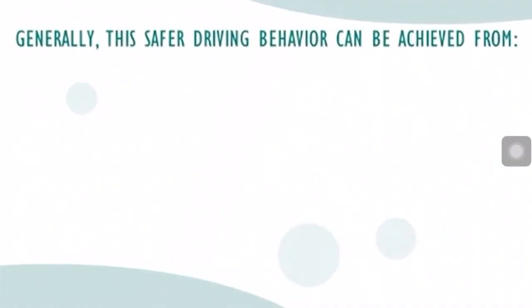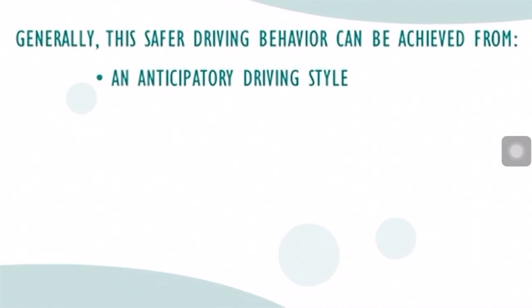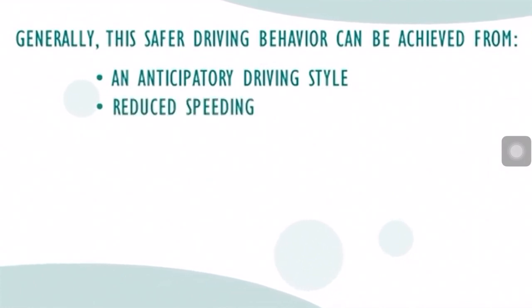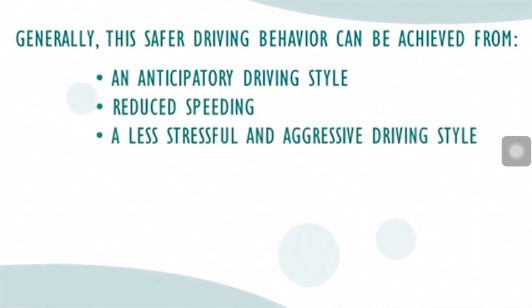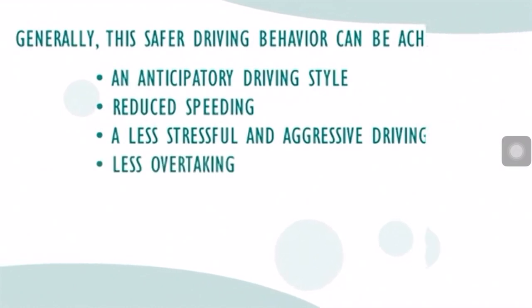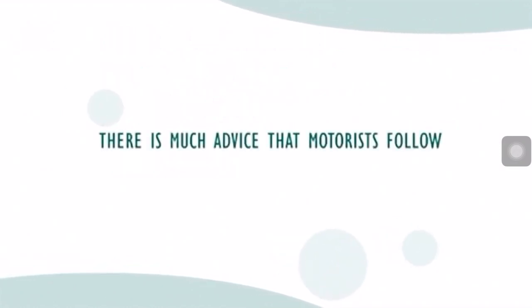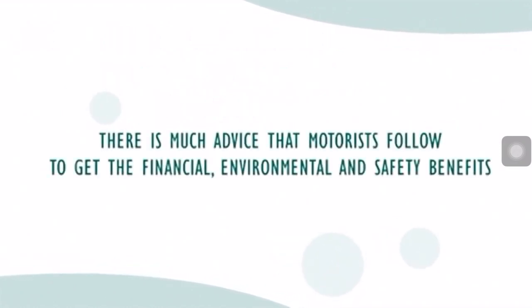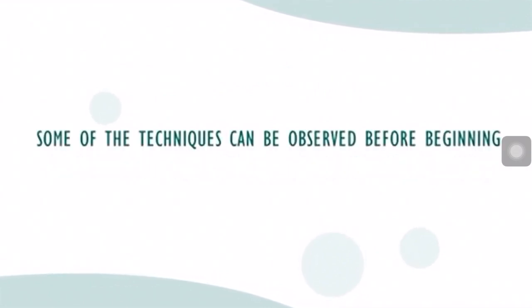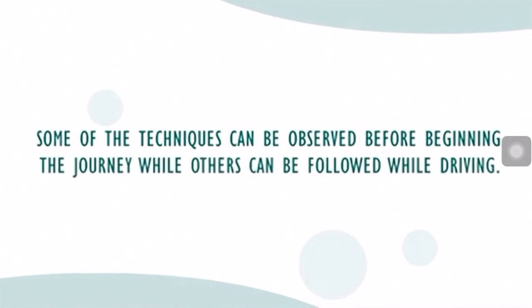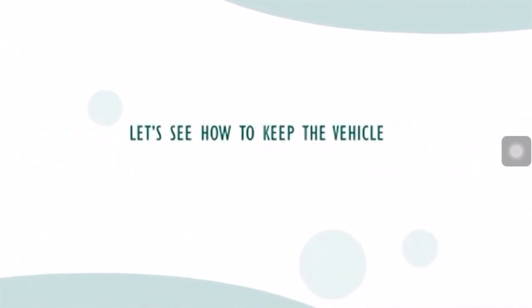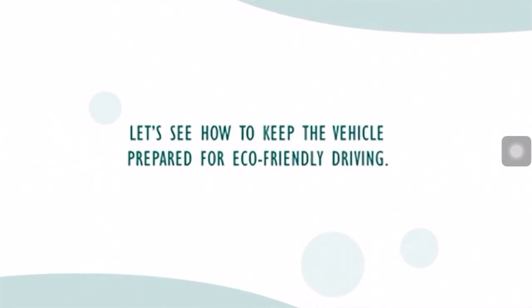Generally, this safer driving behavior can be achieved from an anticipatory driving style, reduced speeding, a less stressful and aggressive driving style, less overtaking. There is much advice that motorists follow to get the financial, environmental, and safety benefits. Some of the techniques can be observed before beginning the journey, while others can be followed while driving. Let's see how to keep the vehicle prepared for eco-friendly driving.